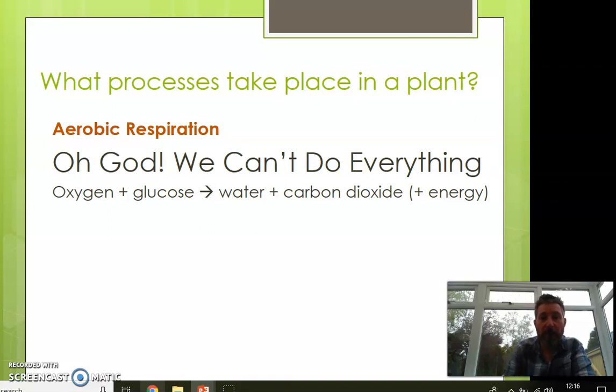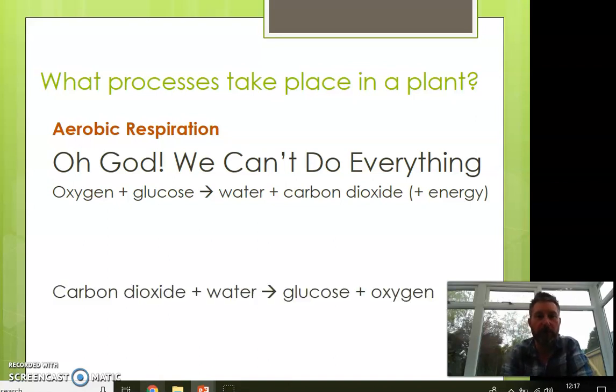So plants respire. And they do this 24/7. Plants will respire all the time in the same way that we respire all the time. But another process that plants do that we don't is the exact opposite of respiration. If I reverse that word equation, so carbon dioxide plus water, arrow, glucose plus oxygen, I've just reversed that equation. What is that reaction and what does it need to take place?